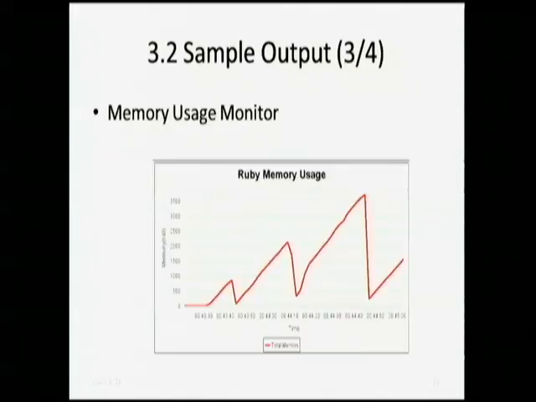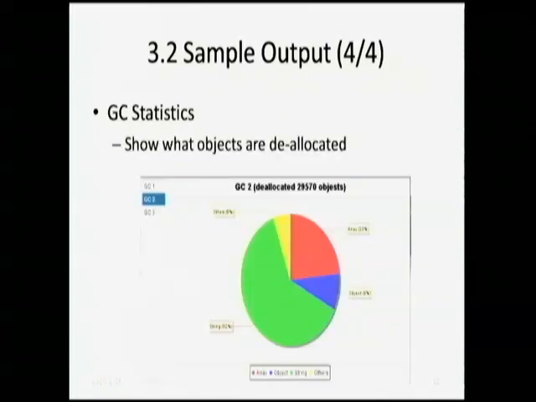Next is the dynamic graph to show the total memory used by the Ruby application. It's very easy. And the last one is a pie chart for garbage collection. We call it garbage statistics. It shows how many objects are deleted by garbage collection and what they are. For example, here over 29,000 objects are deleted by the second garbage collection, and among them, about 62% are strings.